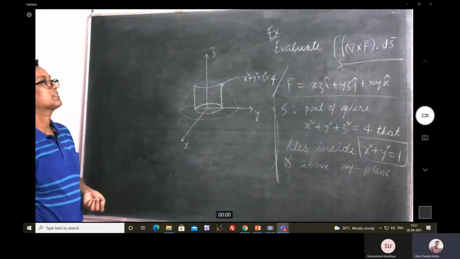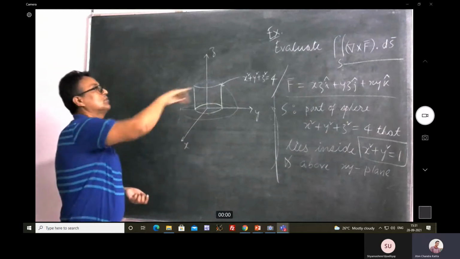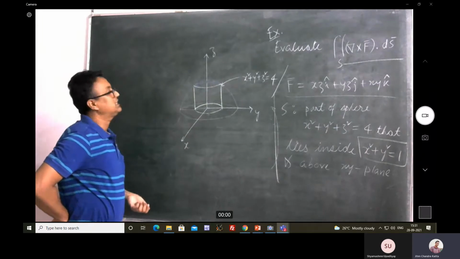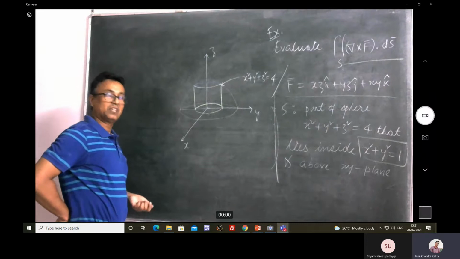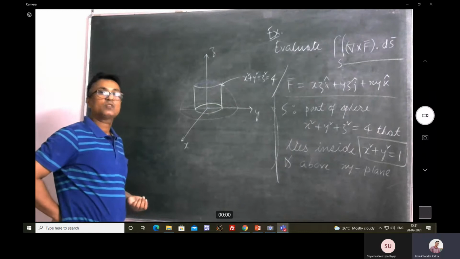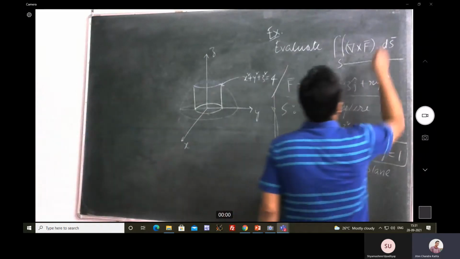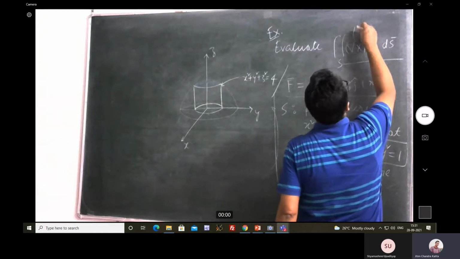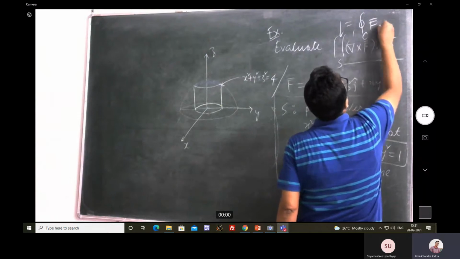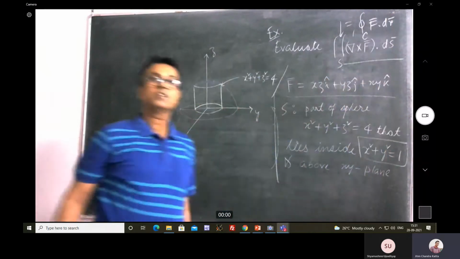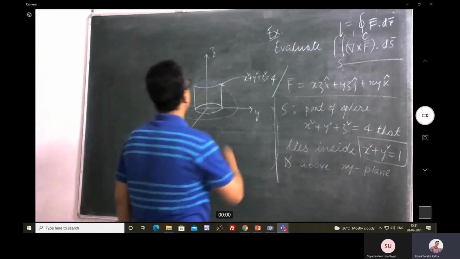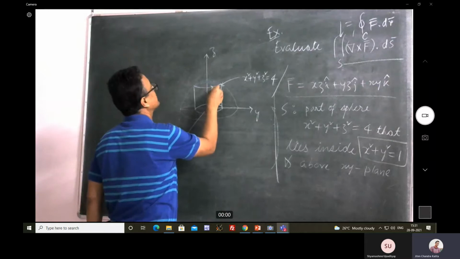Fine. Now you can see that if I would like to evaluate the curl of the vector function, it is going to be cumbersome, right? So it makes sense that perhaps converting it into a line integral is going to reduce my effort. From Stokes theorem, this is simply equal to the line integral over C of F dot dr, where C is a positively oriented curve that bounds the surface S. So now we have to find out this curve C.